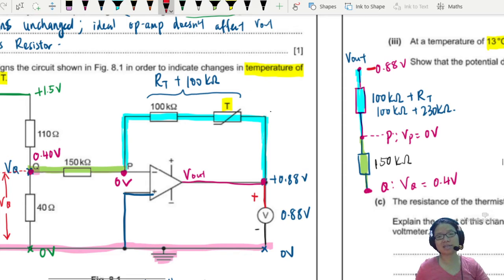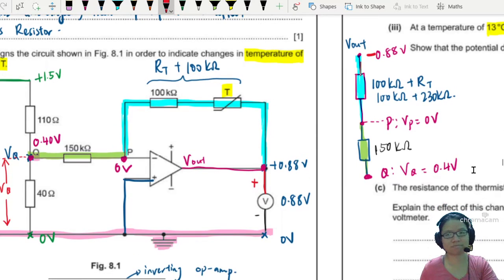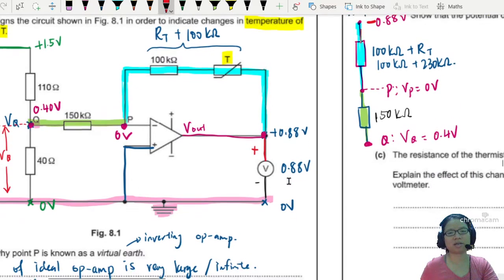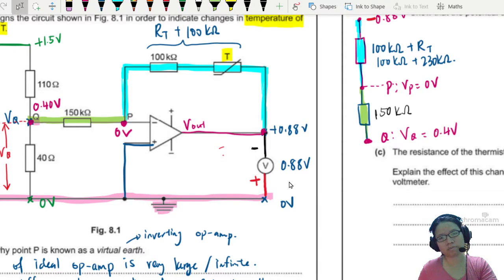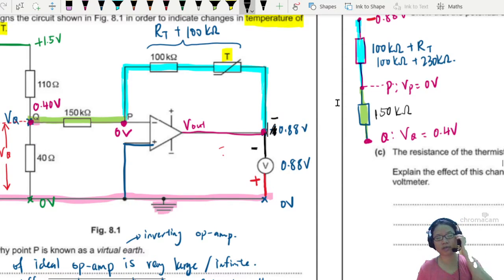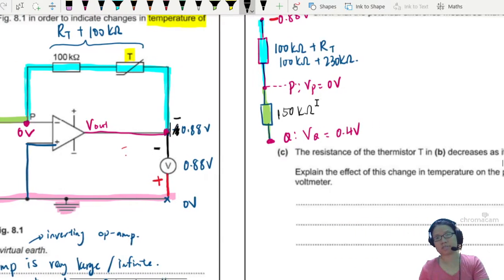If this is a negative sign, then what you need to do is just flip the connection. The positive terminal will be connected to the ground, so this one is positive, connected this way. And the negative terminal, as mentioned just now, is connected here. So this is not positive, it's negative. But don't worry about it. They just want the magnitude.